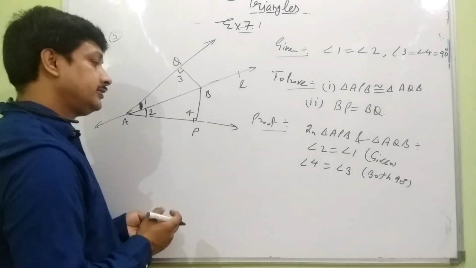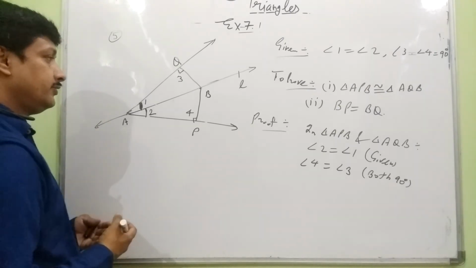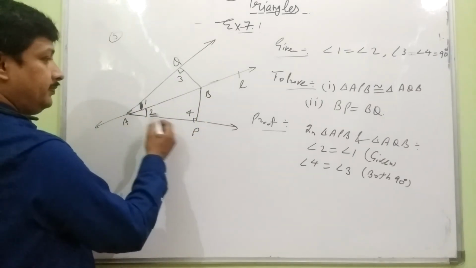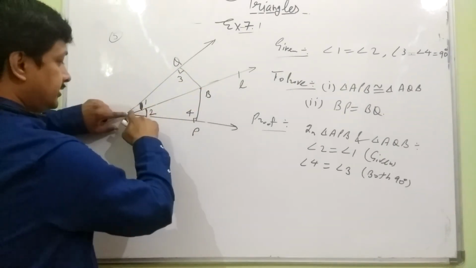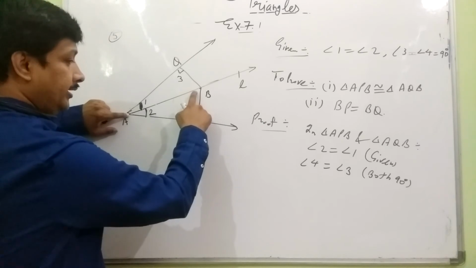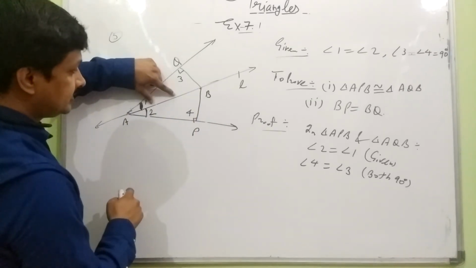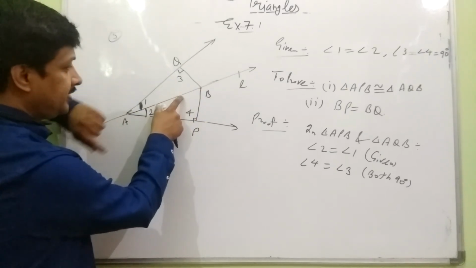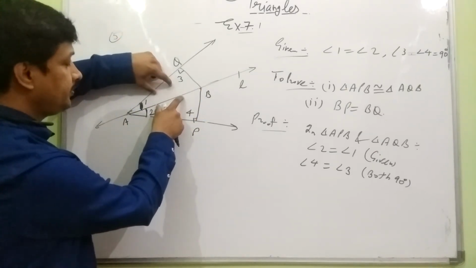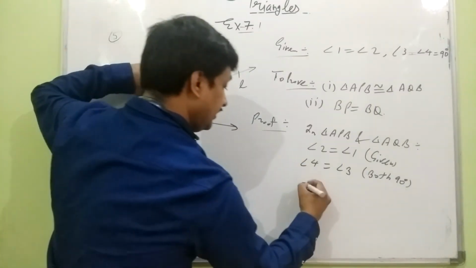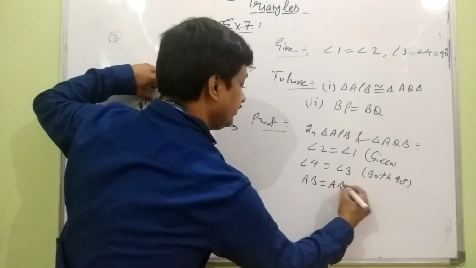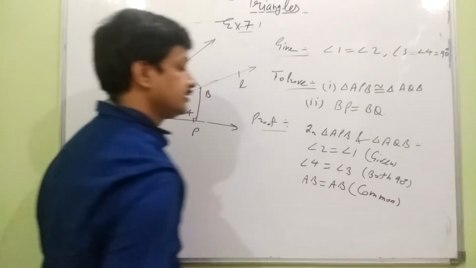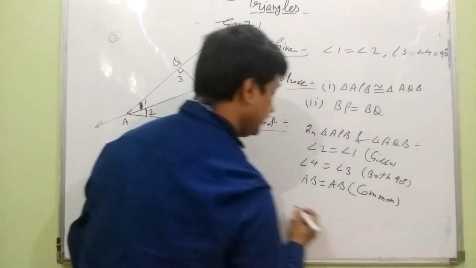So what is the third thing which we can take here in triangle APB and triangle AQB? Just think. AB equal to AB, common, because side AB lies in triangle APB, as well as in triangle AQB also. So we can take AB is equal to AB. It is common in both the triangles. So now we have three things.